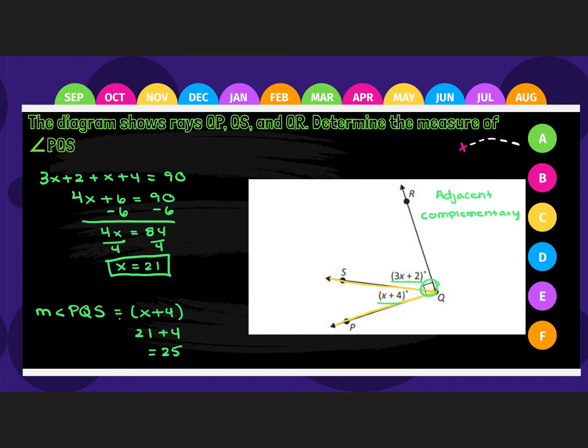I'm going to change my color. So I know that the measure of angle PQS is 25 degrees.